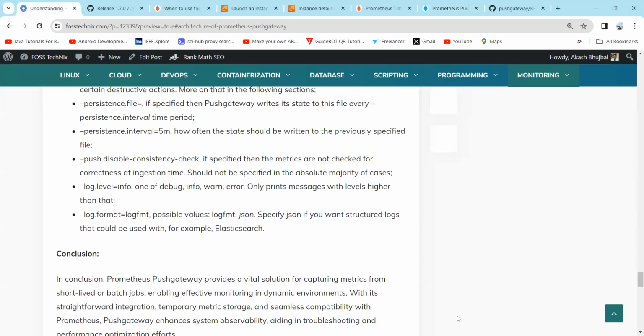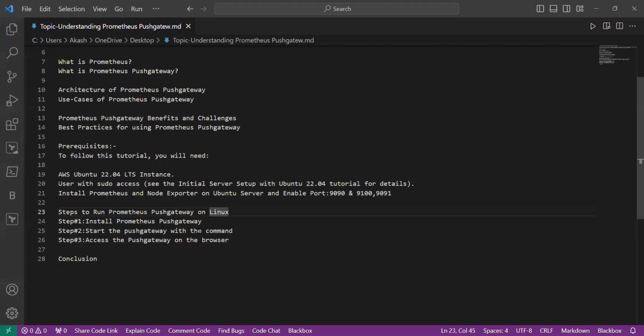So now we will conclude for today. So in conclusion, Prometheus Push Gateway provides a vital solution for capturing metrics from short-lived or batch jobs, enabling effective monitoring in dynamic environments. So with its straightforward integration, temporary metric storage, and seamless compatibility with Prometheus, Push Gateway enhances system observability, aiding in troubleshooting and performance optimization efforts.